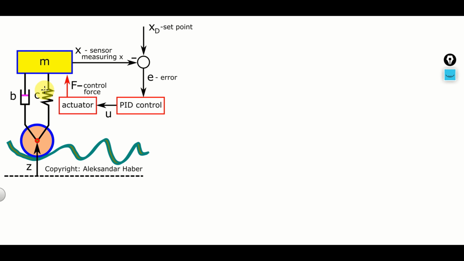As explained in our previous tutorial, whose link is given in the description below, the dynamics of this system can be described by the following equation of motion. The equation of motion is mass multiplying x double dot, where x double dot is the second time derivative of x, that is the acceleration of the mass, plus b multiplying x dot minus z dot.